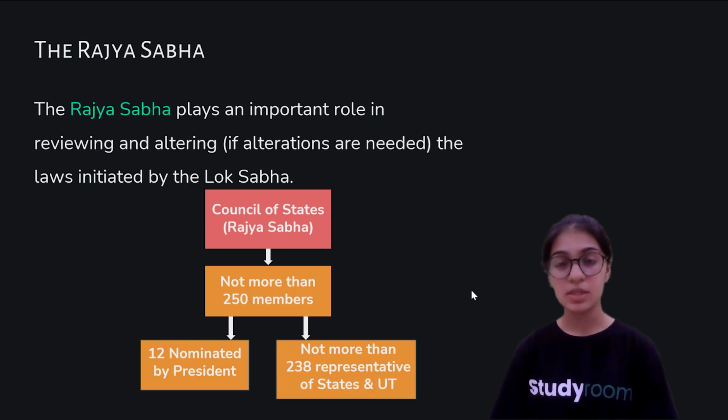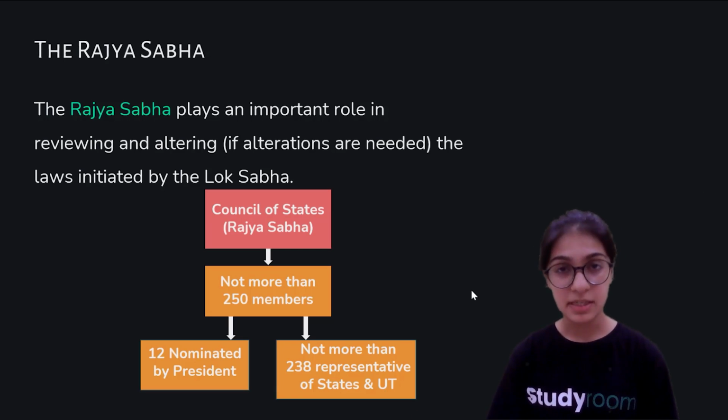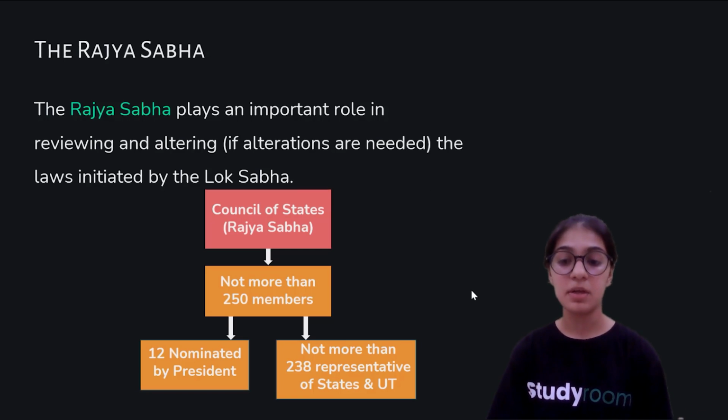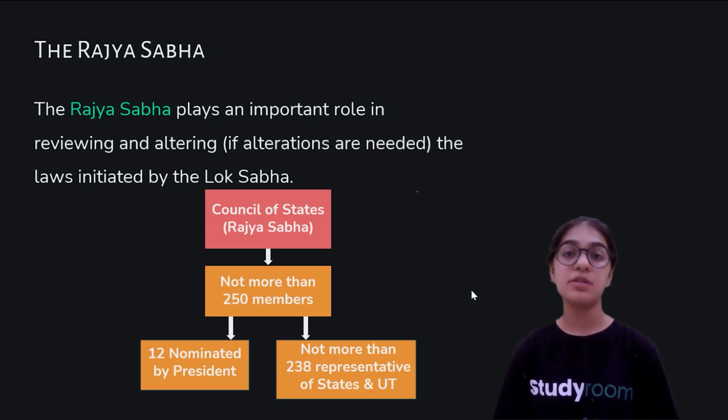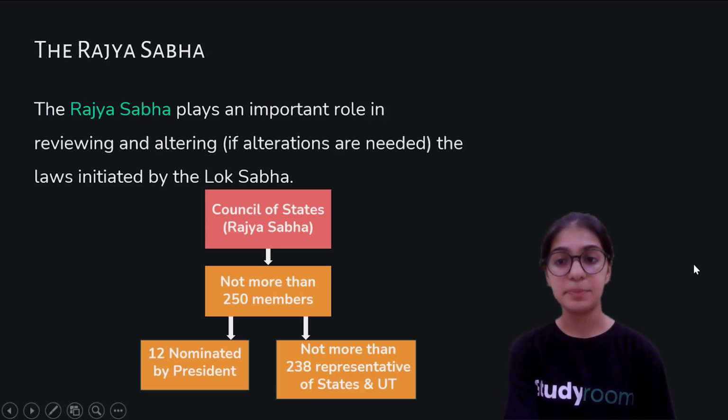So this can be done by the president if some person has excelled in one particular field, like Sachin Tendulkar has achieved a lot in cricket. In a similar pattern, if someone else has achieved a lot in some other field, that person can be directly elected as a member of the parliament by the president.